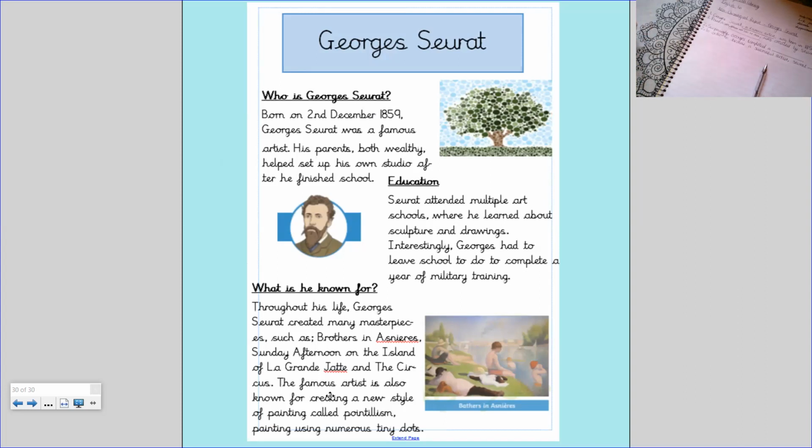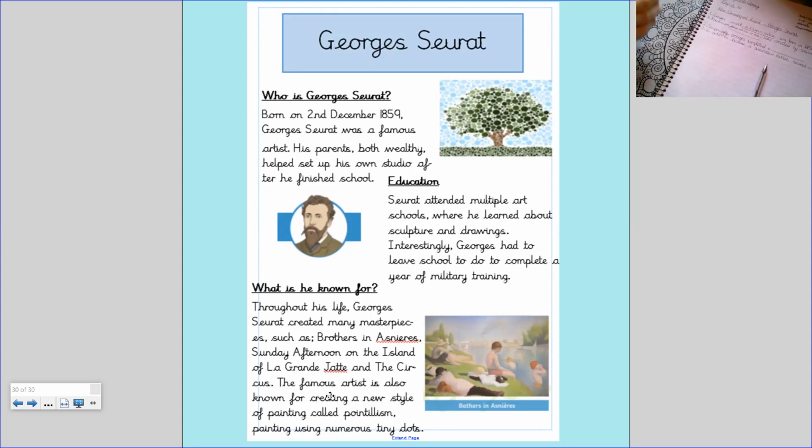Seurat attended multiple art schools where he learned about school and drawings. But interestingly, Georges had to leave school, so here I said surprisingly, leave school to complete, Miss Note, you did not reread your work, to complete a year of military training. I think I was going to say to do a year of military training, but thought complete is a more up-leveled word choice. What is he known for?